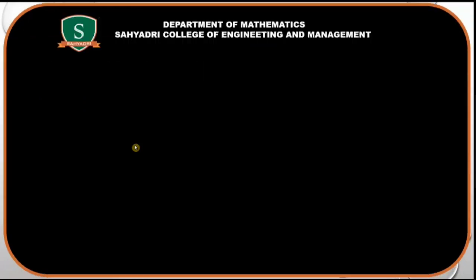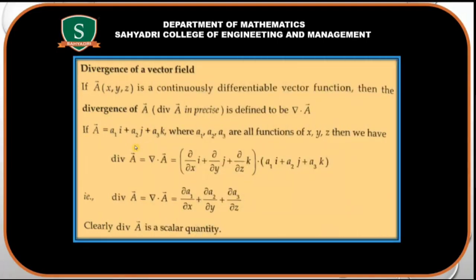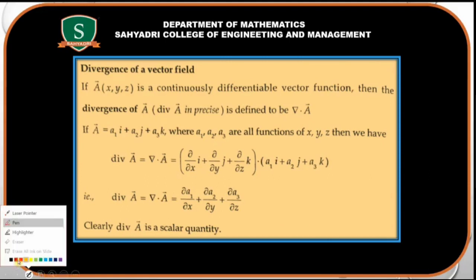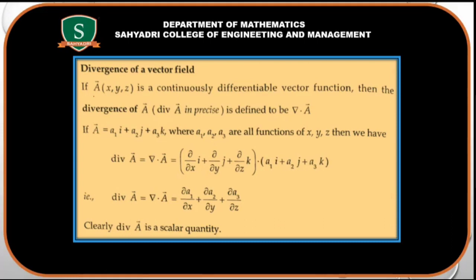Okay. Next we are having one more operator, the same del operator, where we are making a dot product with a vector function. Let us see the definition of divergence of a vector field. If A of x, y, z is a vector point function which is continuously differentiable, that means this should be a differentiable vector function, then the divergence of A is denoted by div A and is defined as the dot product of del over A, that means del dot A.